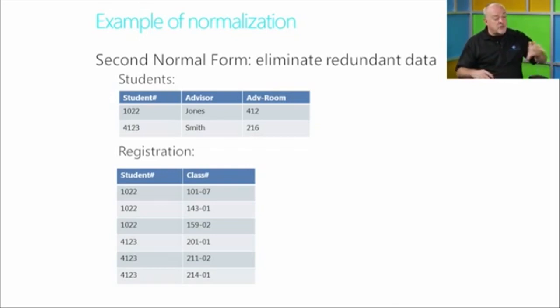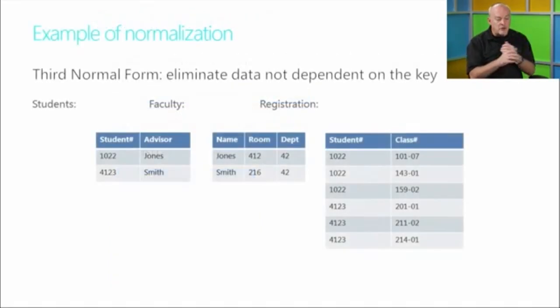Anyway, and then student number 4123 is also taking 3 classes. So we've taken the content, we've split them out now after first normal form. We've introduced a second table that's going to allow us to avoid or eliminate that redundant data. Let's take it to our next level, our third normal form.